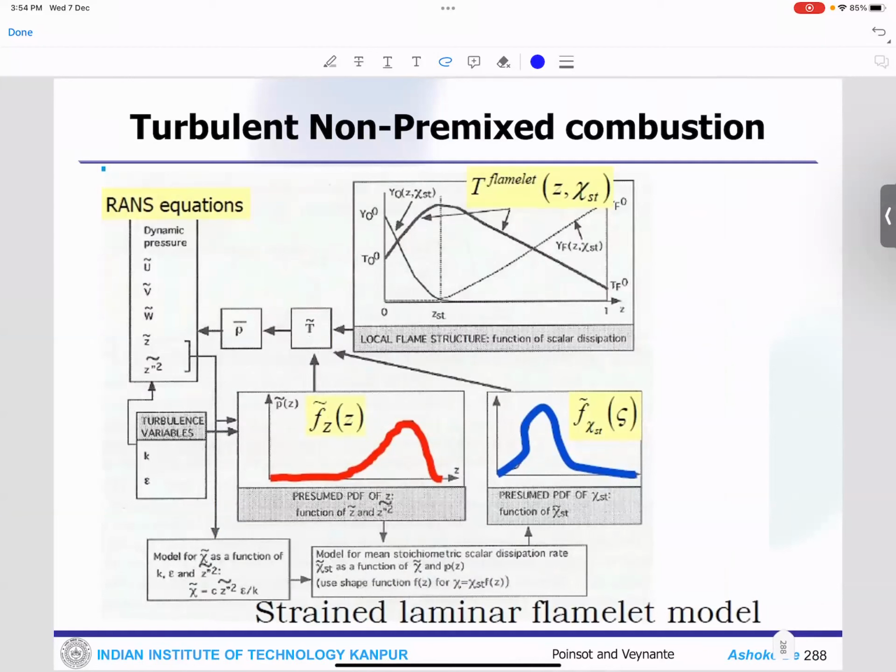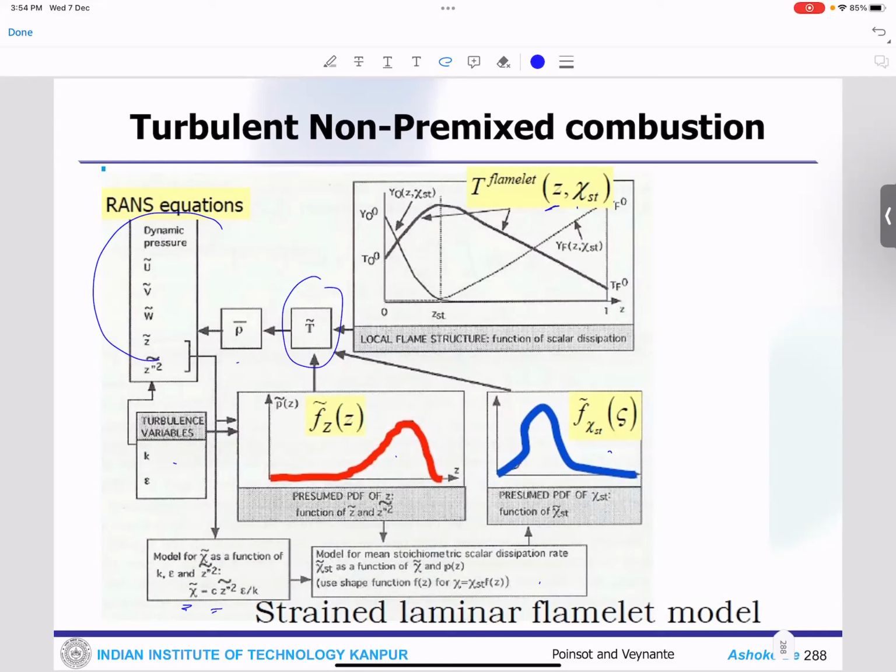So the table will have a function of Z and stoichiometric scalar dissipation rate, and you solve this Rand's equation, turbulence equation, you feed that information here, you calculate the scalar dissipation, you use this information, presume PDF and the PDF function using this, and using this, finally you get the mean temperature. So once you get the mean temperature, your density is sent back to the main flow calculation.